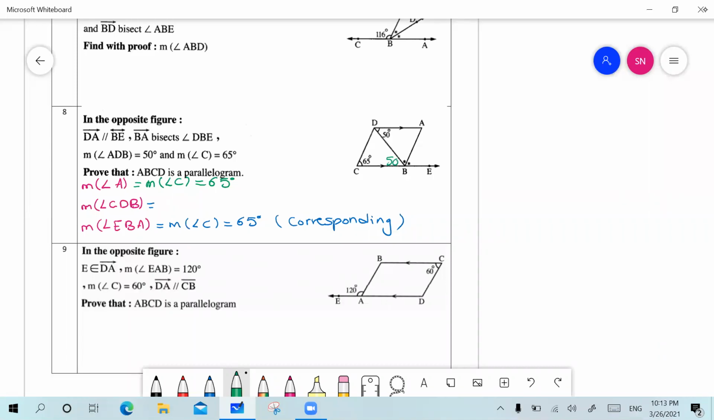وبعدين 180 minus 65 plus 50 تمام equals كام؟ 65 degrees. يعني الانجل دي ب 65 degrees.